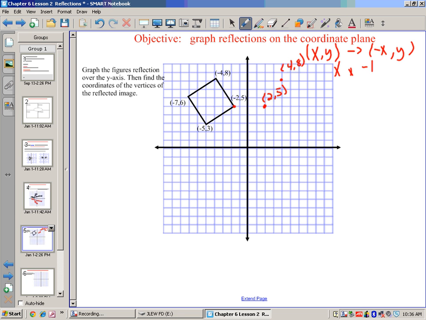Back one here, negative 7, 6. Negative 1 times negative 7 is a positive 7. That's 7, 6. And our bottom one is going to be 5, 3. And then we're just going to draw that new figure, our image. And there we have it. Our square is reflected across the y-axis. And notice all the vertices, once again, are the same distance on either side of the y-axis from each other and from the y-axis.